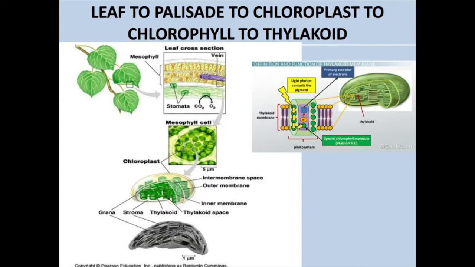Here in my diagram, if you look at the leaf sideways, you have a layer of cells here, again, the palisade layer. And if I zoom in on one cell, this is how one cell would look. One cell has these little circles we call chloroplasts. If I take one chloroplast, I zoom it even closer.